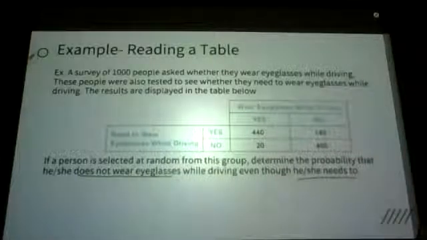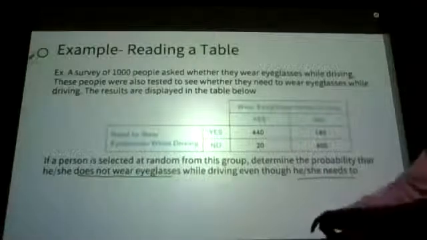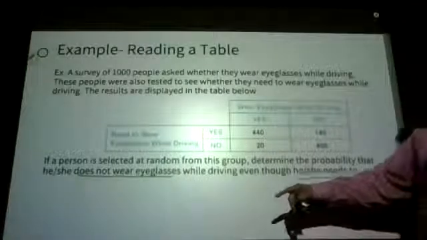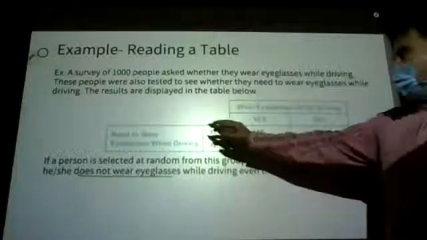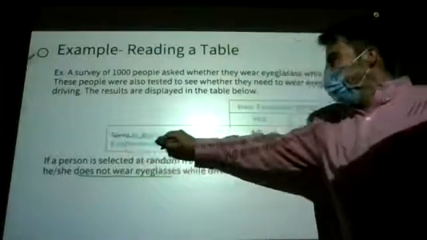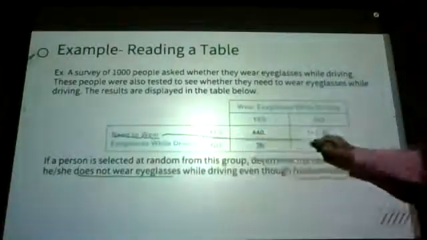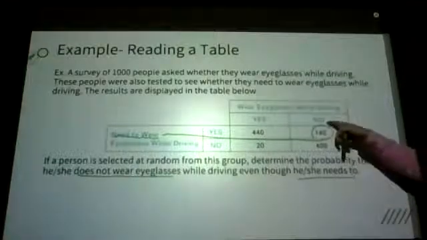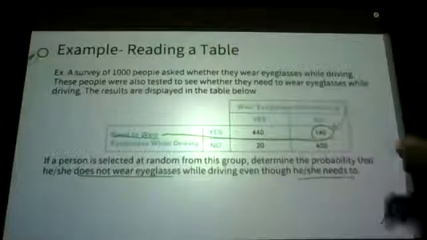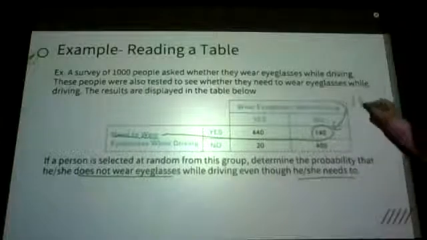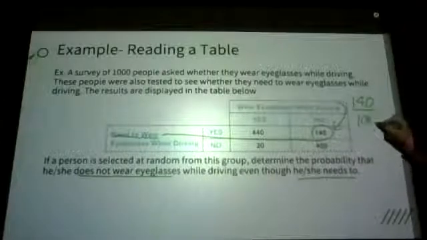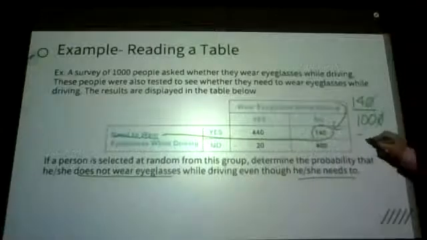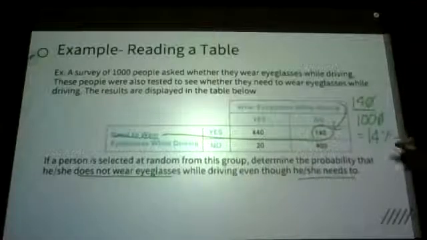14%. So how'd you get that? Would it be 140? Yeah, you got it. There you go. So needs to wear, so we go right here. 140, right? And we know that this is needs to wear, but they don't actually wear it while they drive. So that's 140 divided by 1,000, right? That's 14%. That's correct. Perfect.